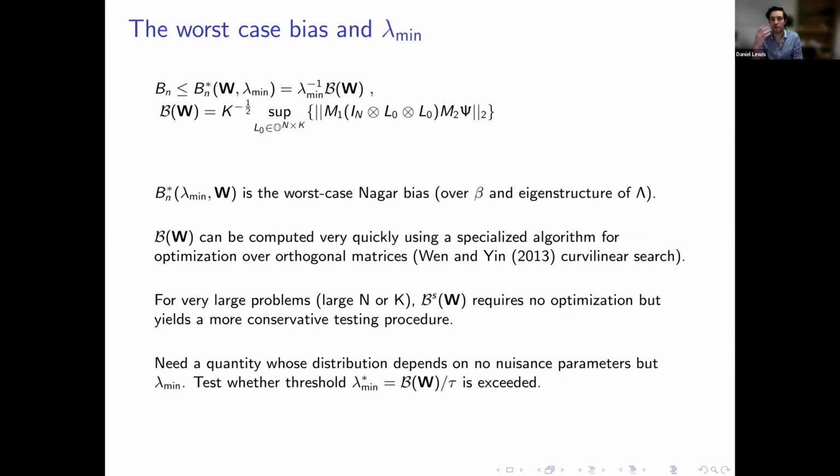So now we have a way to measure the worst case Nagar bias for a given matrix W that you consistently estimate, that depends on a single nuisance parameter, lambda min, the minimum eigenvalue of the concentration matrix. So now we need some sort of test statistic that depends on exactly this sufficient statistic. Ideally, what we want to do is test whether this minimum eigenvalue exceeds some threshold, lambda min star, which is exactly the level at which the worst case Nagar bias would be equal to the tolerance level tau. So we want to test whether we can exceed this level, lambda min star.